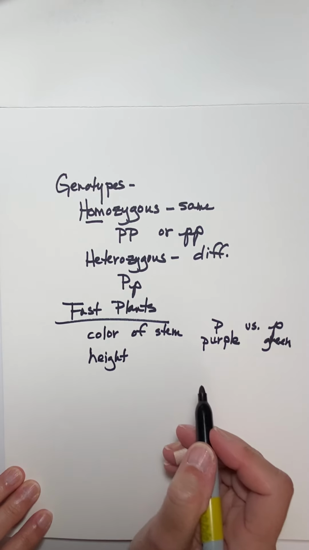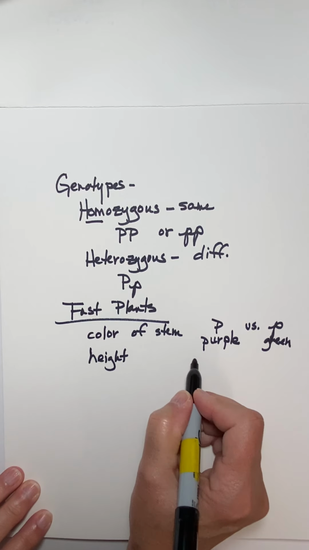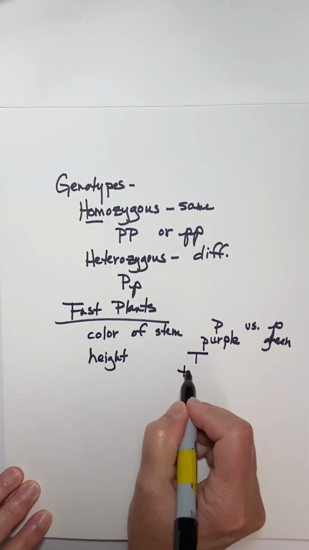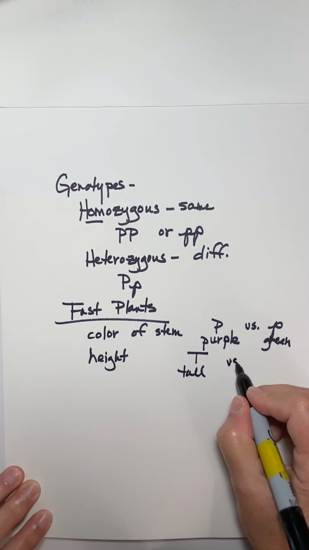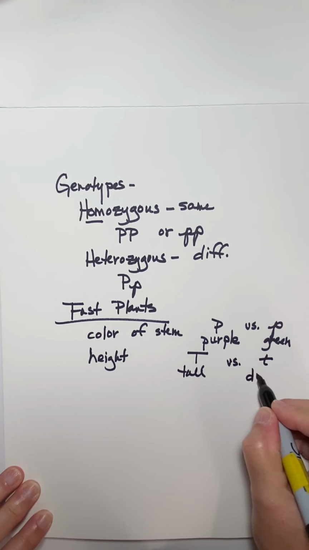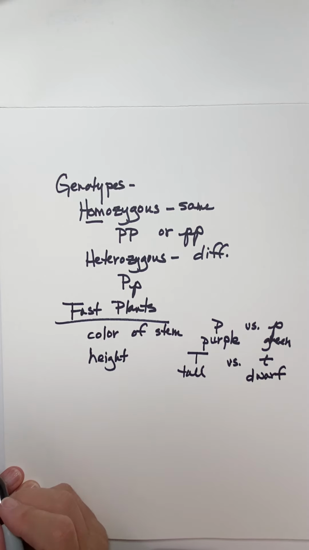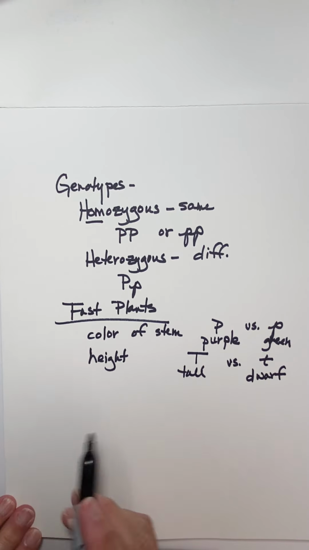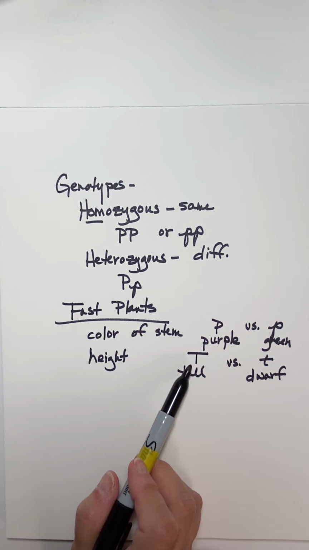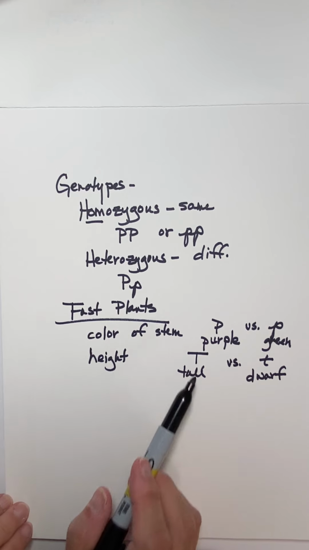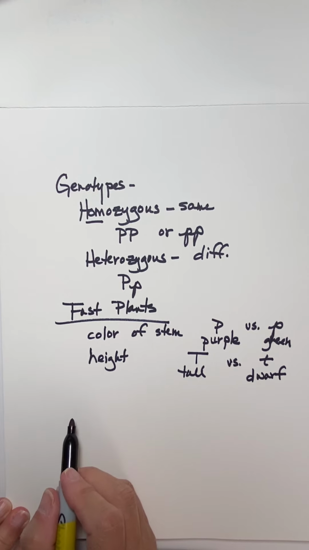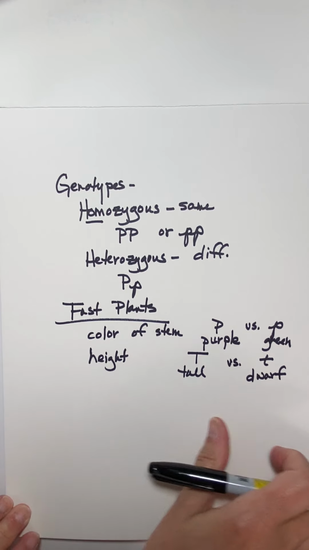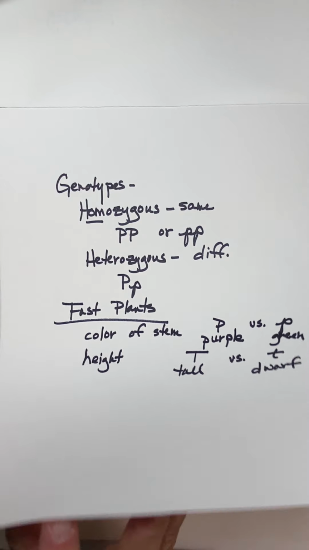Height. What about height? We have tall and dwarf. And so we're going to use capital T for tall versus lowercase t for dwarf or short in height. Okay? Here's another hint. You're going to figure out that tall is dominant, because you're going to see this in the F1 generation. So you're going to have to explain this to me, why you know these things. But I'm telling you right now that it is a dominant trait. All right, let me move on to the next page.